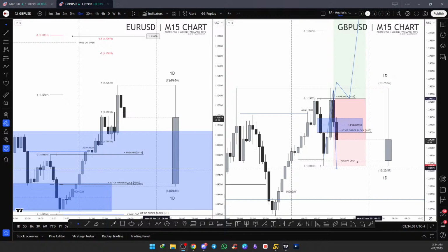Okay, price is trading below the main threshold of this order block. We have another 11 minutes left. We should ideally not see a close below this main threshold here. Price can trade below the main threshold, but we should not see a close below it.